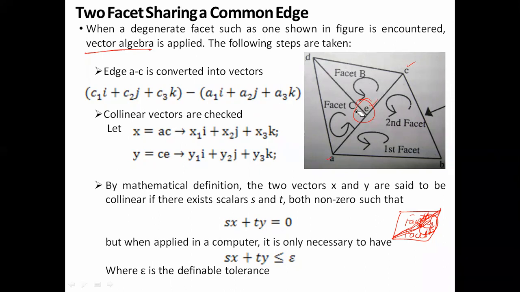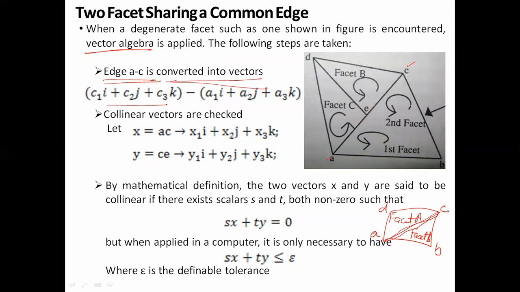So how do we solve this problem? We have two facets, facet A and facet B. This is A, this is C, this is D, and this is B. Now what we do is the edge AC, the common edge between the two facets, is converted into vectors. So AC is equal to C vector minus A vector. That is what we already know.